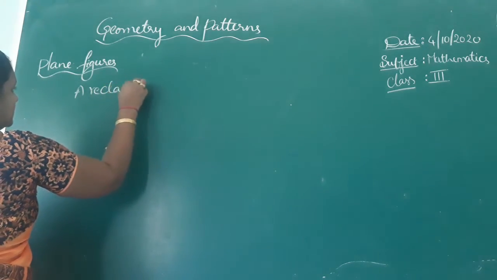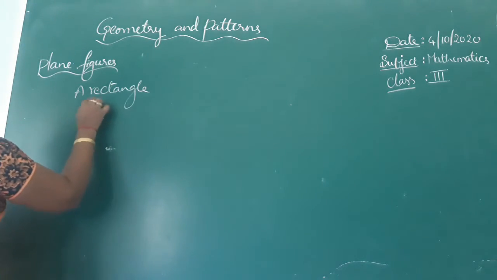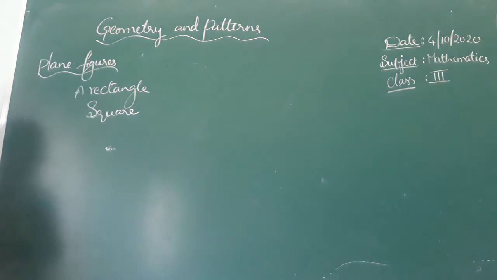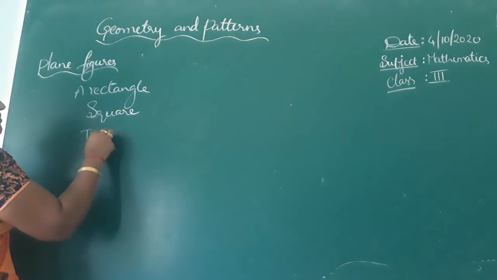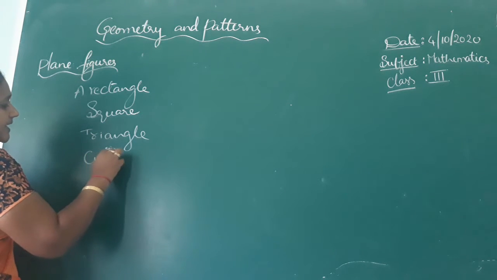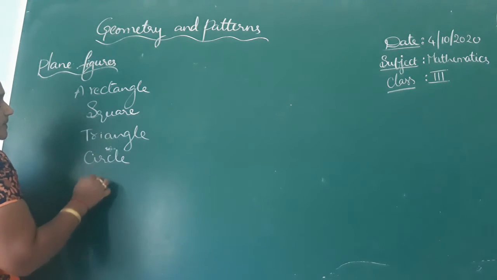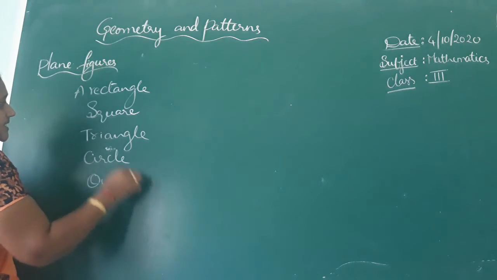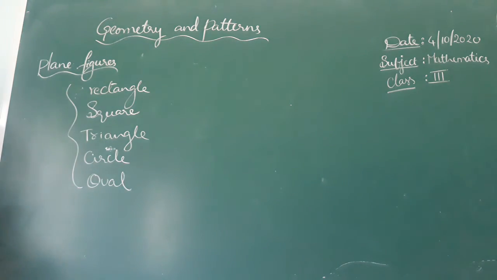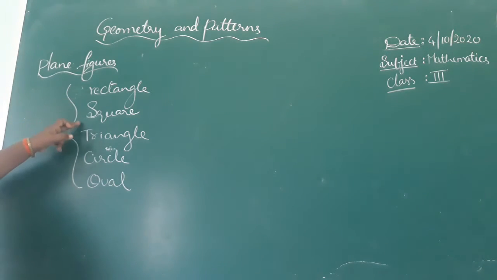Rectangle, square, triangle, circle and oval shapes. These are the plane figures. What are the plane figures, children? Rectangle, square, triangle, circle and oval. These are the plane figures.